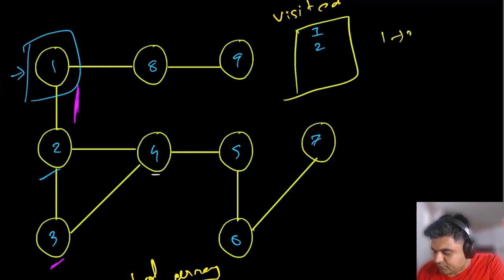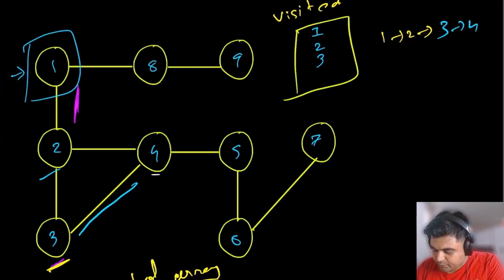So from 1 we move to node number 2. Again from node number 2 we have the possibility to move to node number 3. 3 has not been visited, so we are going to mark 3 as visited. Okay, marking node number 3. Again going to node number 4, marking node number 4 as visited.